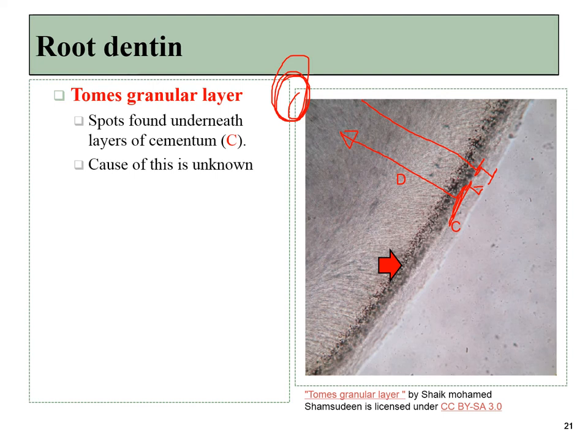So these spots are just spots, and Tomes named those spots after himself, just like he named Tomes' process on those ameloblasts. I think maybe he was hoping these spots would be something really useful and important, but as of today, they're just spots. We don't know what causes them, and I don't know of any clinical significance to these spots, other than it would let you know you're looking at root dentin rather than mantle dentin.